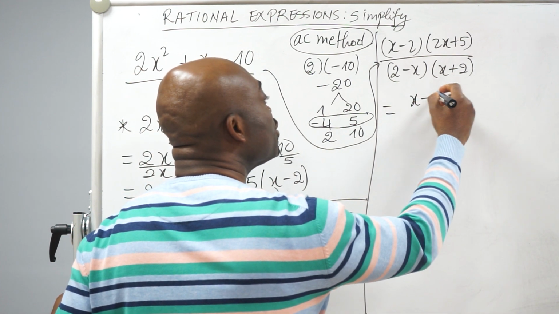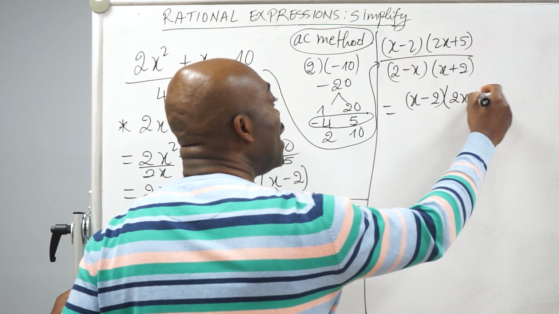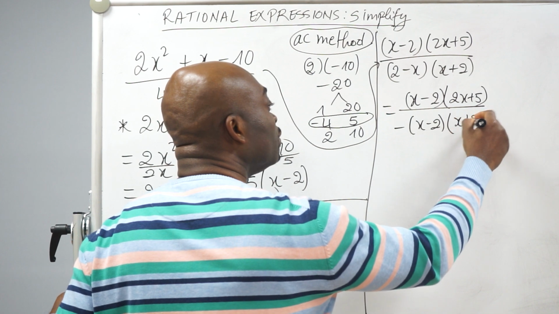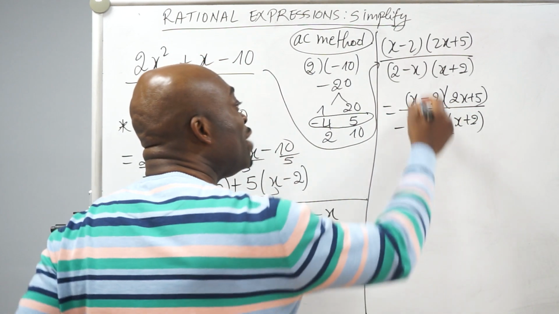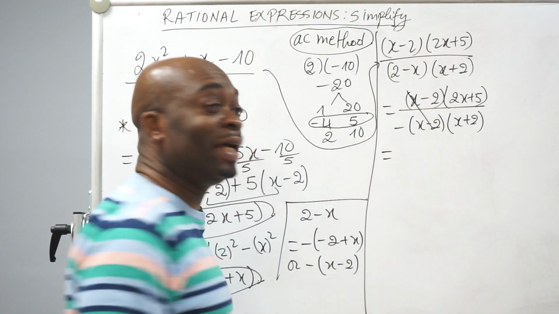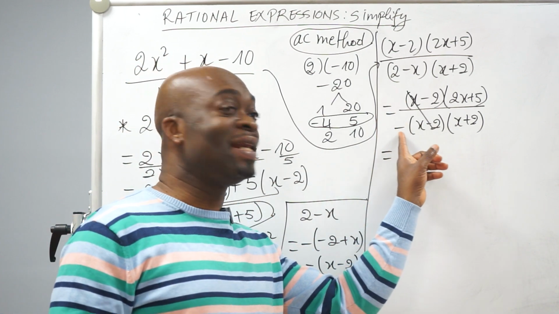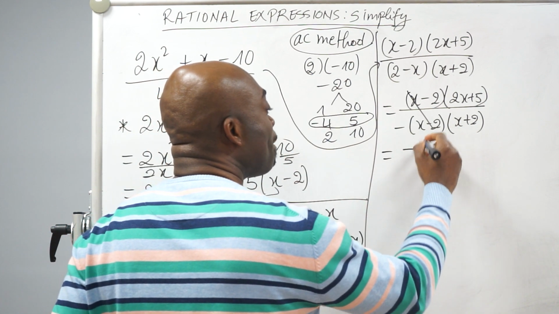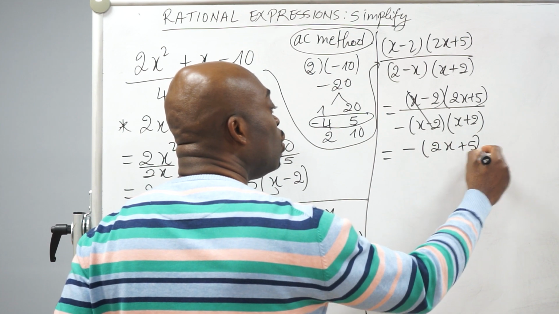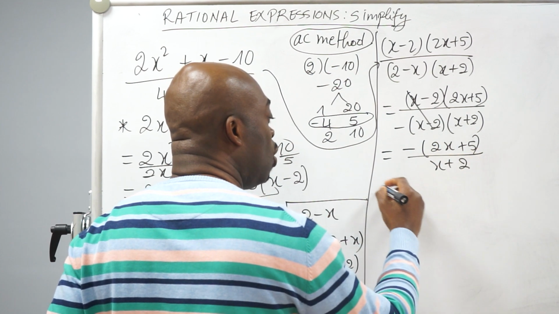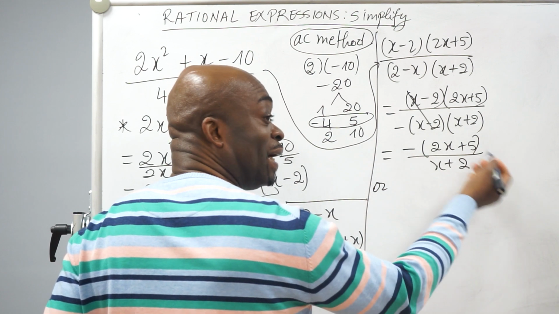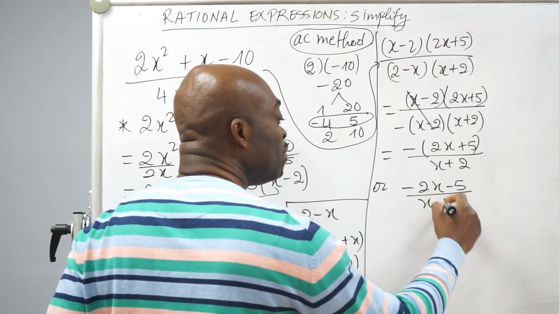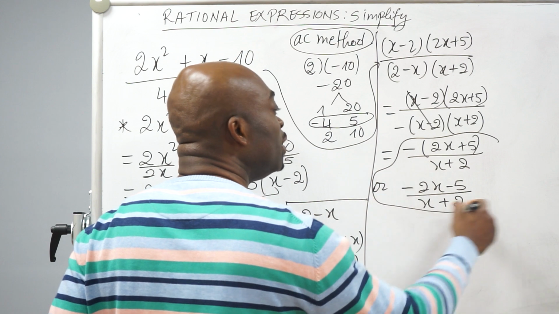So we end up with x minus 2 times 2x plus 5 over negative x minus 2 and then x plus 2. Okay? So that's what we have, so that we can simplify this one. This is great. And because we have a positive expression divided by a negative expression, positive divided by negative is always a negative. So that will give us negative 2x plus 5 over x plus 2. All right, or somebody can also apply the negative sign here, so you get negative 2x minus 5 over x plus 2. So these two are acceptable answers.